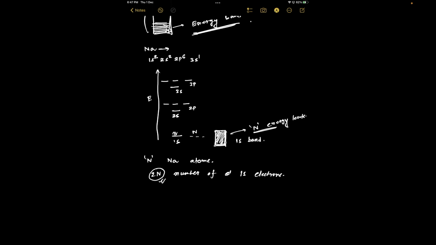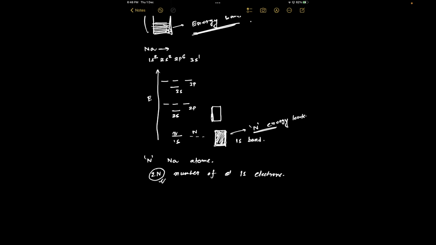So this band will be completely filled up. Now let's get back to the 2s case. In the 2s case, the 2s atomic orbitals of n sodium atoms will again overlap with each other and form a particular band here, let's say the 2s band. And in the 2p case also, the 2p atomic orbitals of n sodium atoms will overlap with each other and form a 2p band.